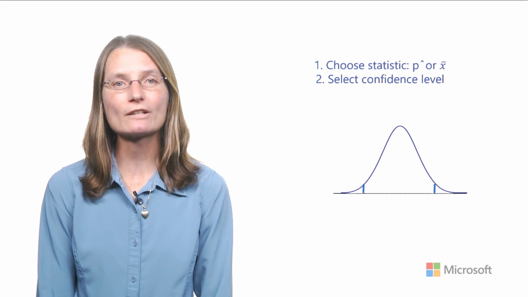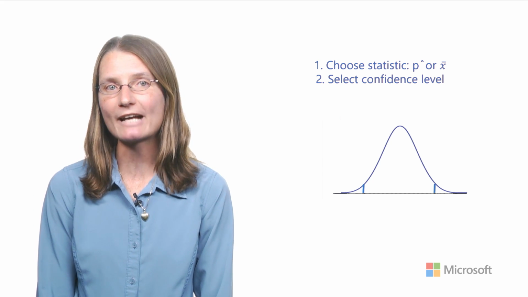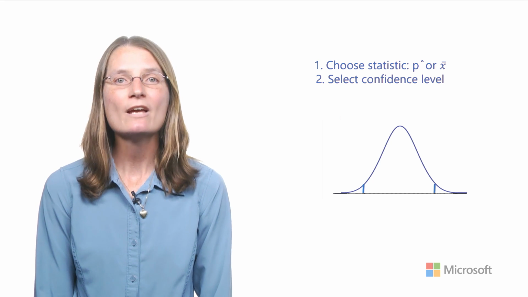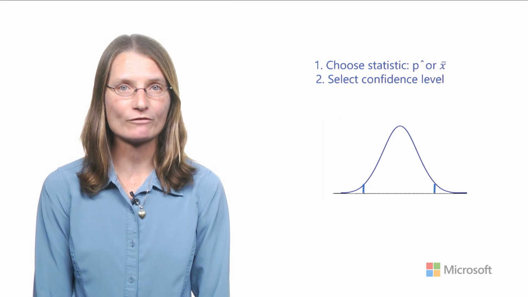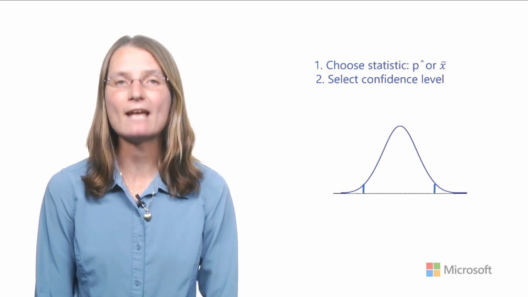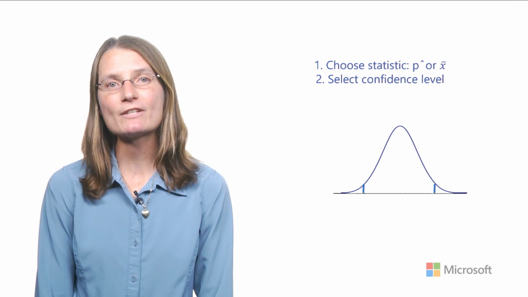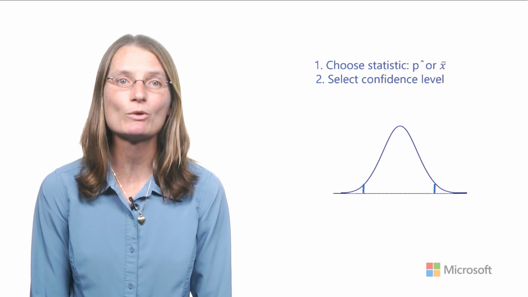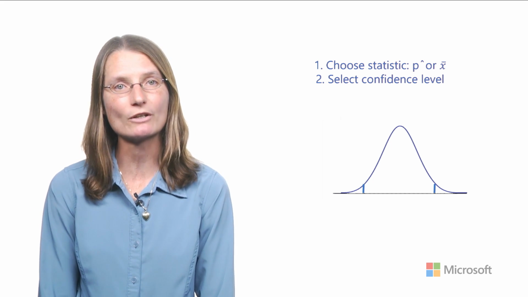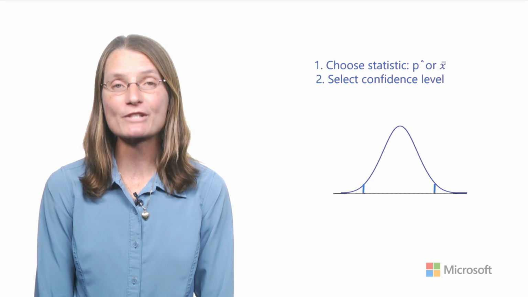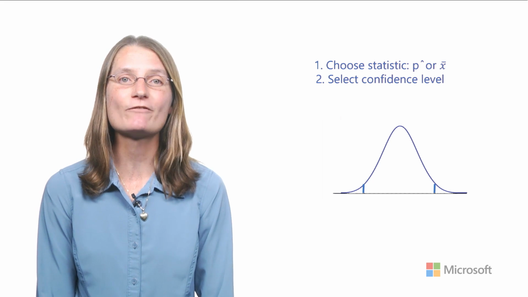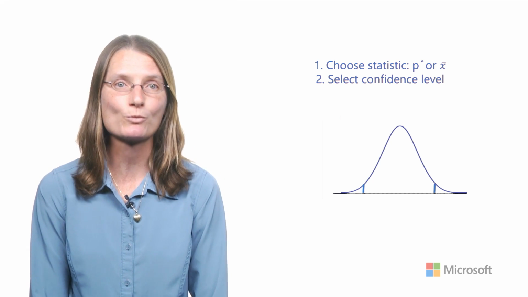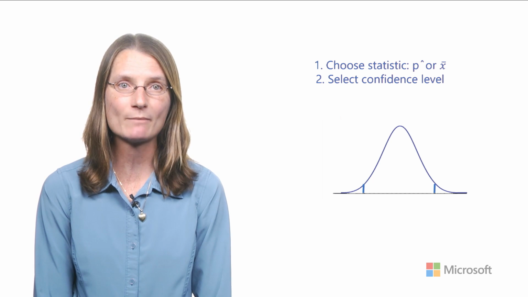To find the critical z-value, subtract your desired level of confidence from 1. For a 95% confidence interval, this would be 5%. This is the percentage of confidence intervals based on the various samples that could be drawn from the population that would not contain the population parameter. For a 95% confidence interval, this means that 5% of those confidence intervals would not contain the population parameter.